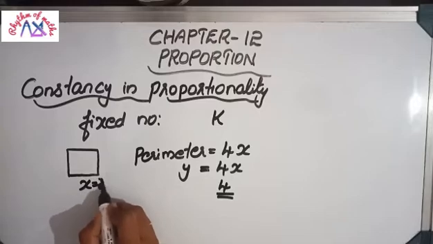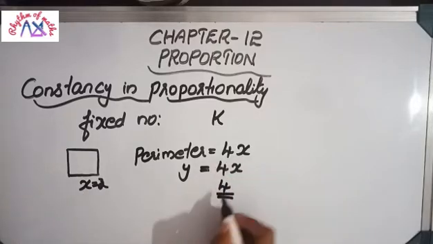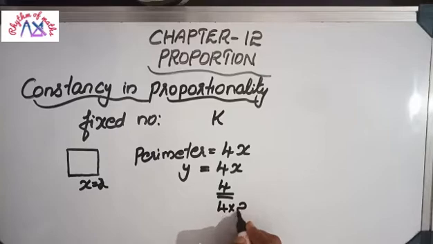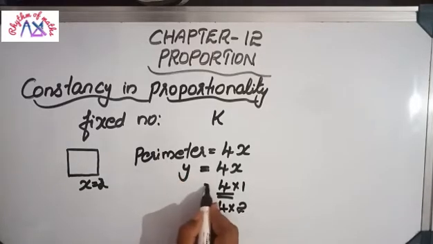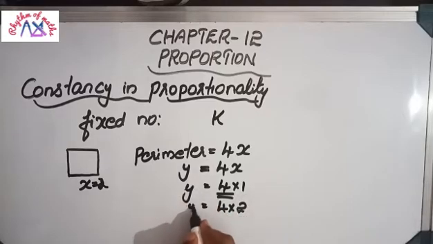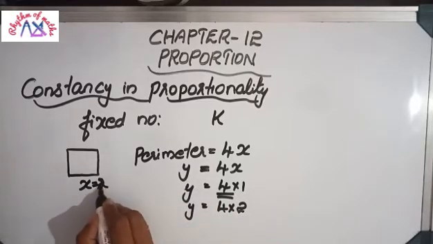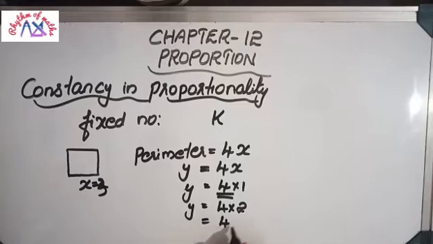If the side is 2, what will be the answer? It is 4 into 2. Here y equal to 4 into 1, then y equal to 4 into 2. Suppose it is 3, the answer becomes 4 into 3. That means when the length of the side increases, the perimeter increases with 4. So this 4 is a fixed quantity in this equation. These two are in proportion.